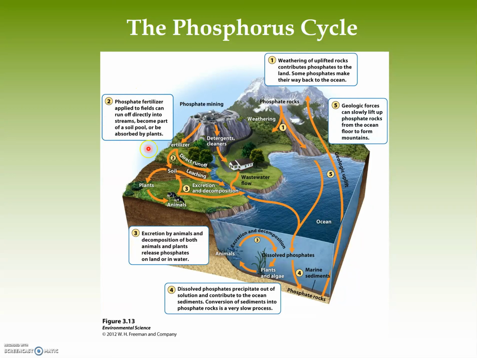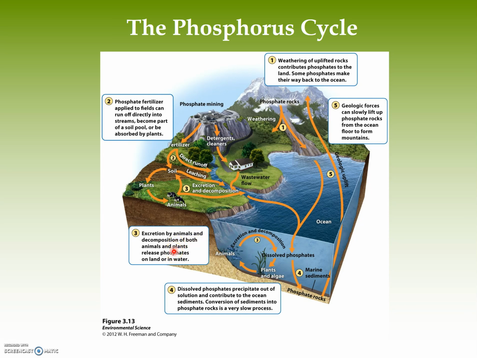Two, our second step here: phosphate fertilizer applied to fields can run directly into streams and become part of a soil pool, or be absorbed by plants. So it can run off. We can add fertilizer to be absorbed by plants, or it can end up in the water. Three, excretion by animals and decomposition of animals and plants release phosphates on land and into water. And then dissolved phosphates precipitate out of solution and contribute to ocean sediments.